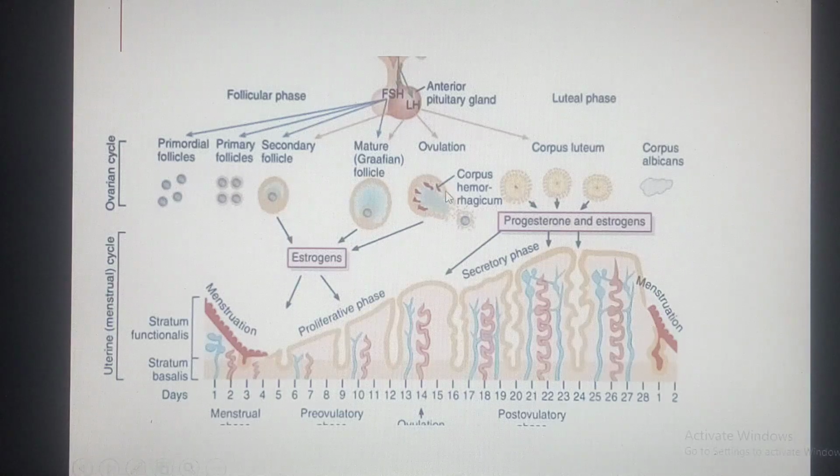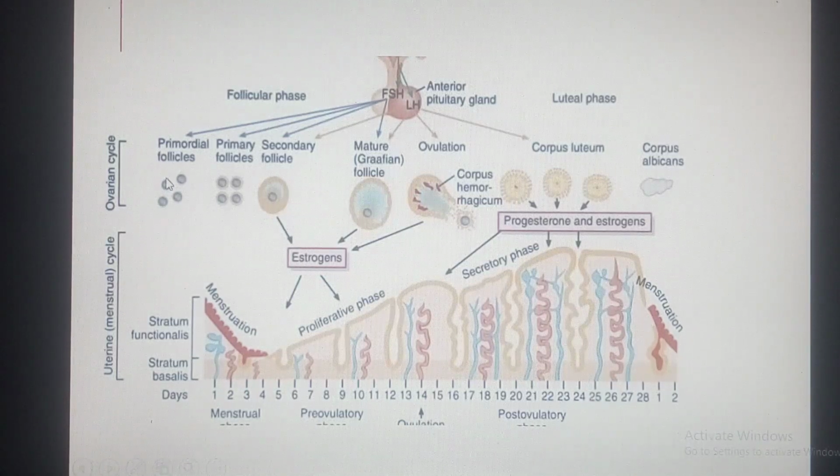Just immediately after ovulation, I told you that there will be blood in there. That blood will get clotted to become what we call the corpus hemorrhagicum. So the corpus hemorrhagicum, you are going to find just before you find the developing corpus luteum.